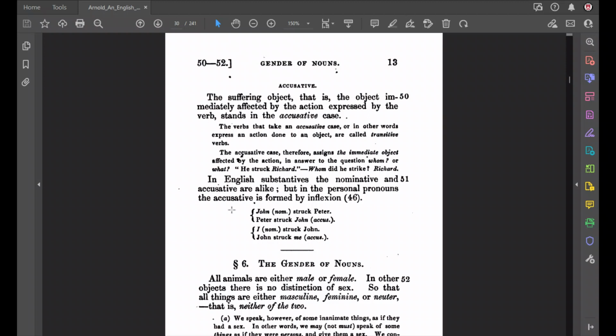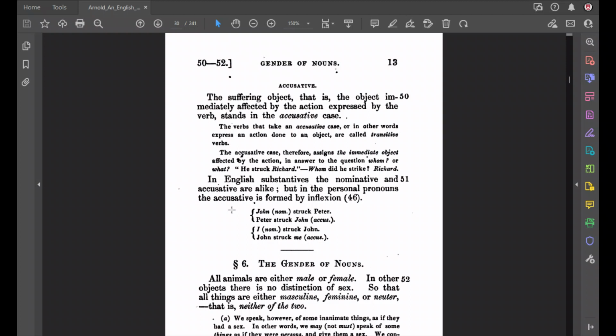Article 50. We're about 45 minutes. Is that right? 43 minutes? Good. The accusative case. We read, the suffering object. The suffering object. And remember, suffering doesn't mean to be in pain when it's used like this. Suffering doesn't mean the object is sick and in bed suffering. That's not what it means. It just means receiving action. Okay?